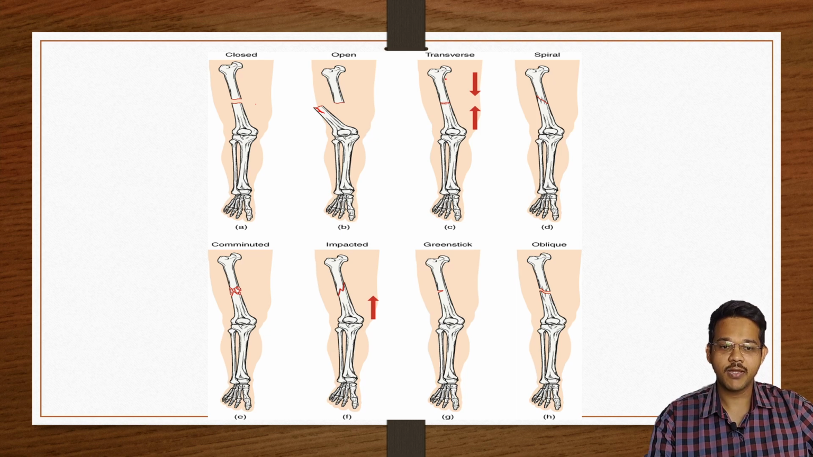Transverse fracture, which may occur when the force is along the axis. Then there is spiral fracture. Then there is comminuted fracture, where multiple bone fragments are present. Impacted fracture, where both the ends get impacted with each other. Greenstick fracture, which is seen in young children. Then oblique fractures.